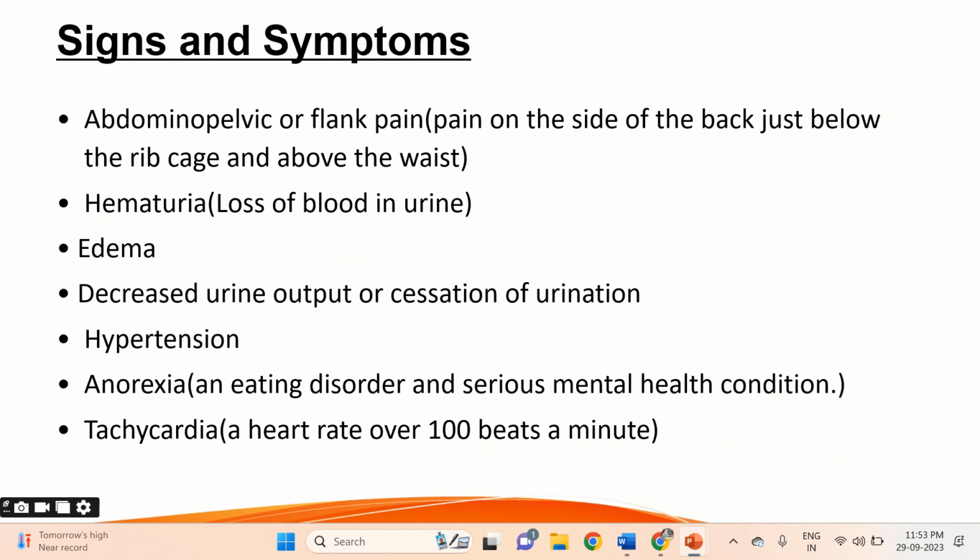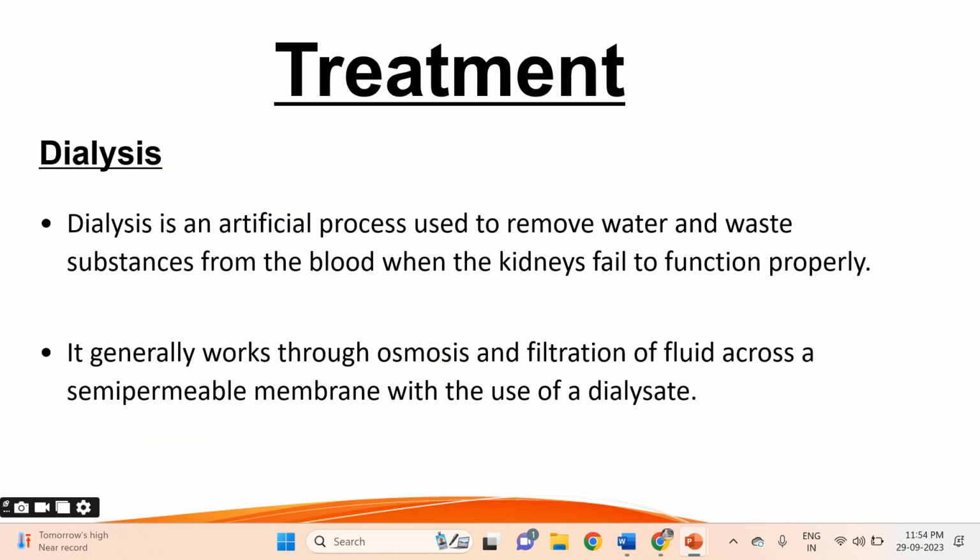The signs and symptoms: abdominal, pelvic or flank pain, pain on the side of the back just below the rib cage and above the waist, hematuria, loss of blood in the urine, edema, decreased urine output or cessation of urination, hypertension, anorexia, an eating disorder and a serious mental health condition, tachycardia, a heart rate over 100 beats per minute.